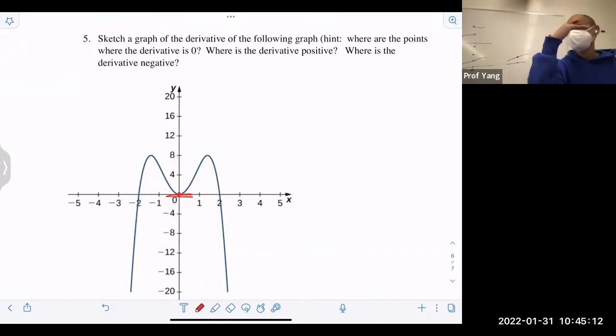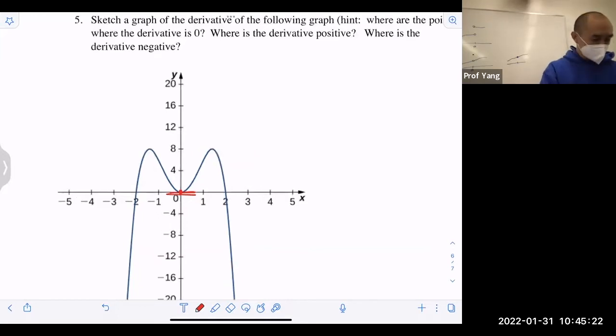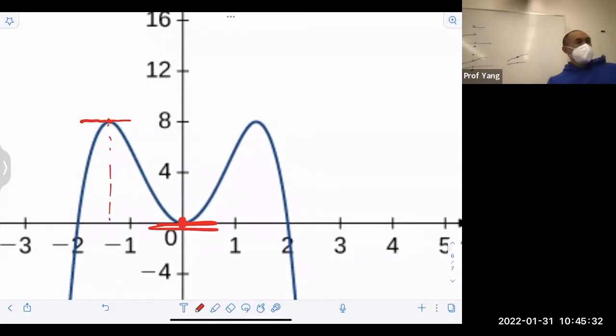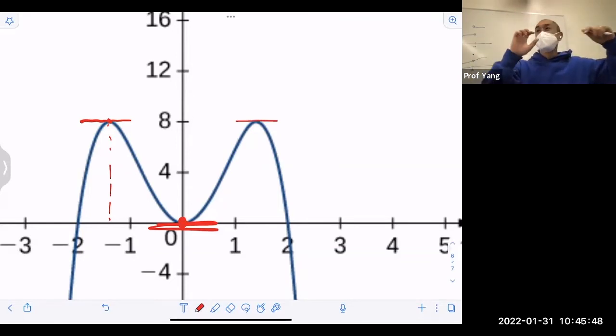There's another point where the derivative is 0. Actually, I just now realized this graph is right here, right? But what is that number? Negative 1.3 or something like that. 1.4, I don't know. And then there's a third point that's obvious, this guy right here. Because those horizontal tangent lines, we could graph those points really easily.